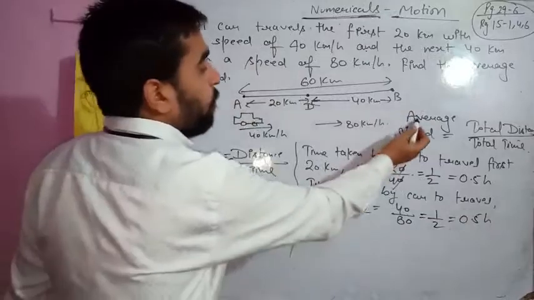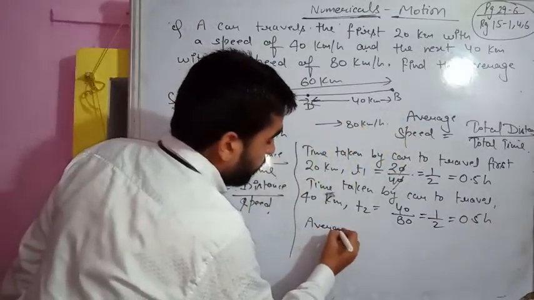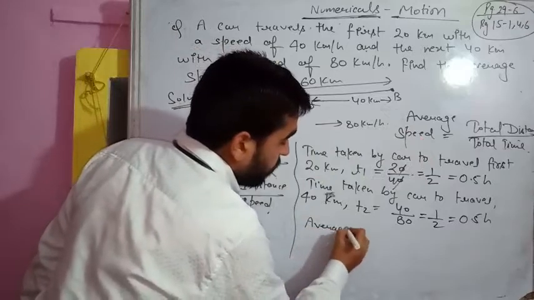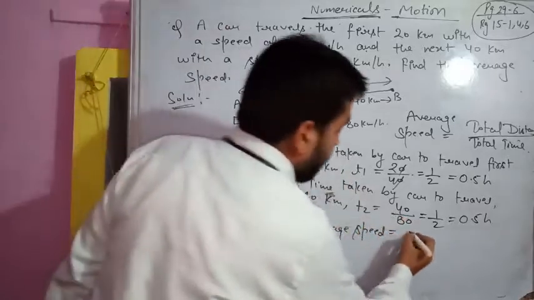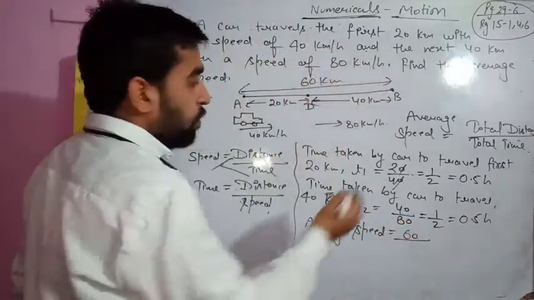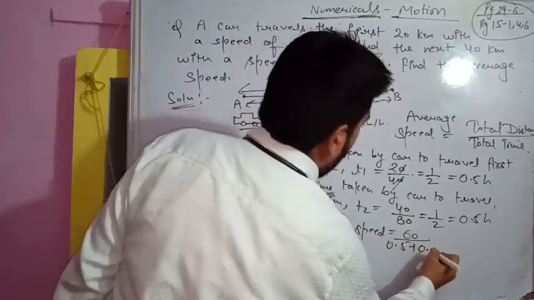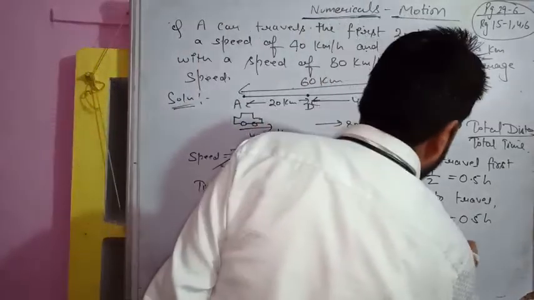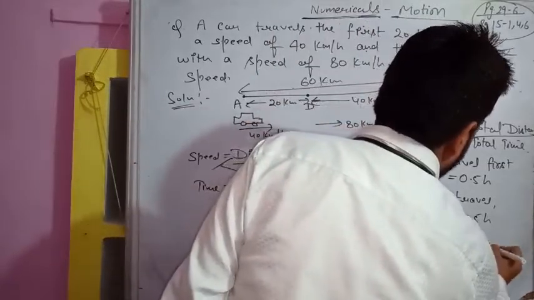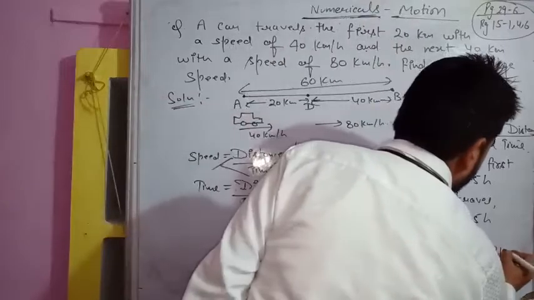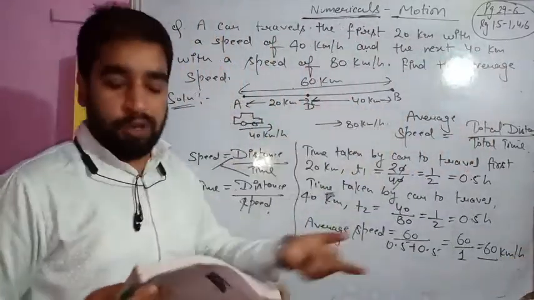Now apply the formula for average speed. Average speed formula we already know. Total distance, and that is total distance is 60 kilometers upon total time. Total time will be 0.5 plus 0.5. Okay, so this will be 60 upon 0.5 plus 0.5, 1. So this will be 60, and this is the speed. So this will be kilometer per hour. Okay, I hope you understood this.